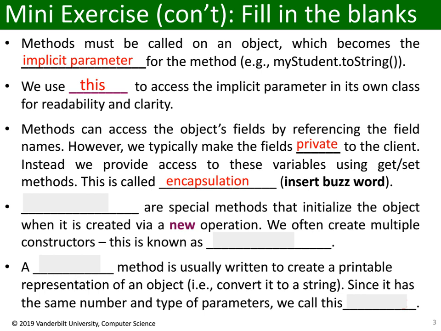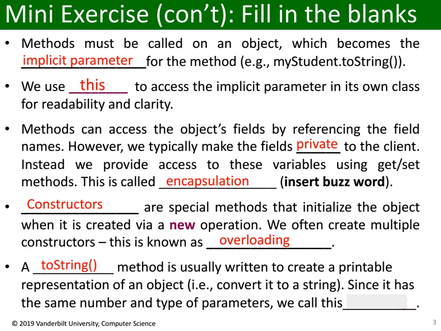Blank are special methods that initialize the object when it's created via a new operation. We often create multiple constructors. This is known as blank. So the first is obviously constructors, and the second is overloading. A blank method is usually written to create a printable representation of an object. ToString.